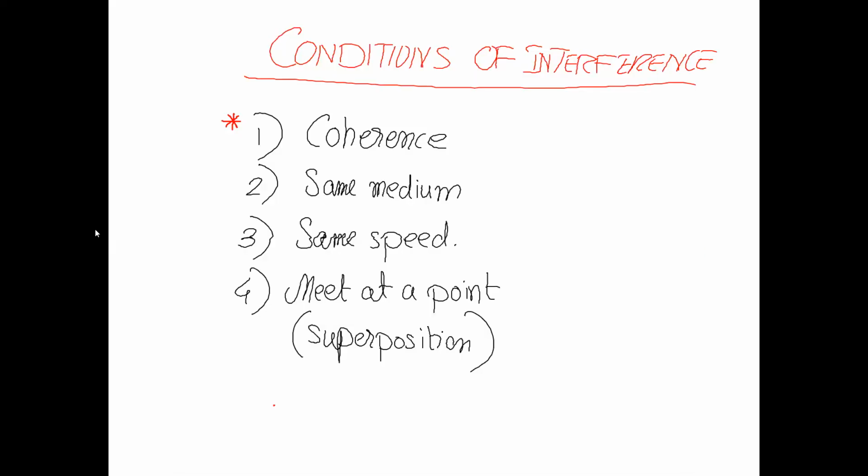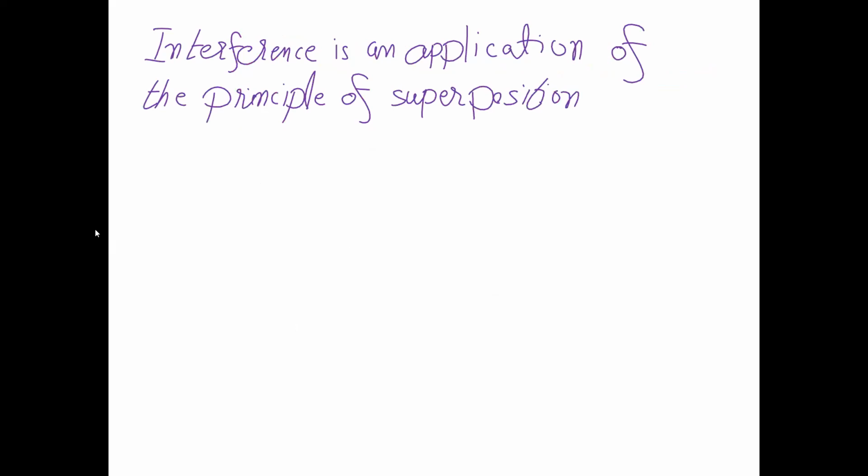Now, conditions of interference. The first condition is coherence, then same medium, same speed, and meeting at a point, which means superposition. I explained superposition before also: when you place your two hands on each other, this is the best example of superposition. So the waves should be meeting like this. I think we mentioned this in our last class.